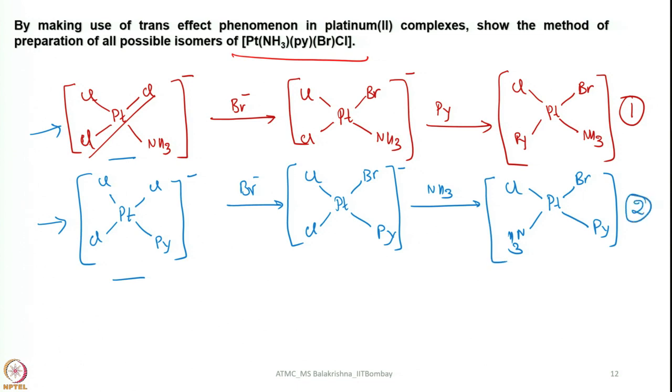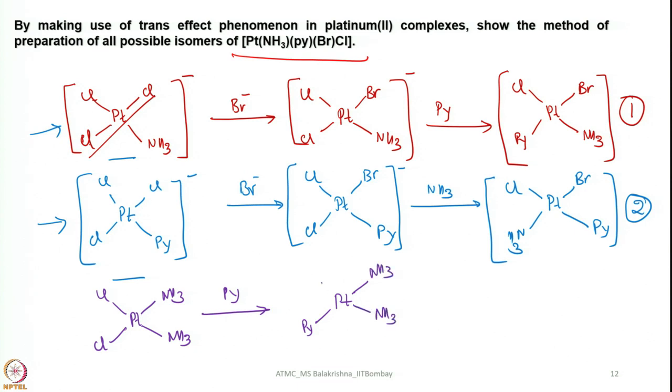So, now let us look into the third isomer. For the third isomer, let us start with cisplatin. Okay, add pyridine. When you add pyridine, it will go here. We are generating a cationic complex now. Now we shall add bromide.